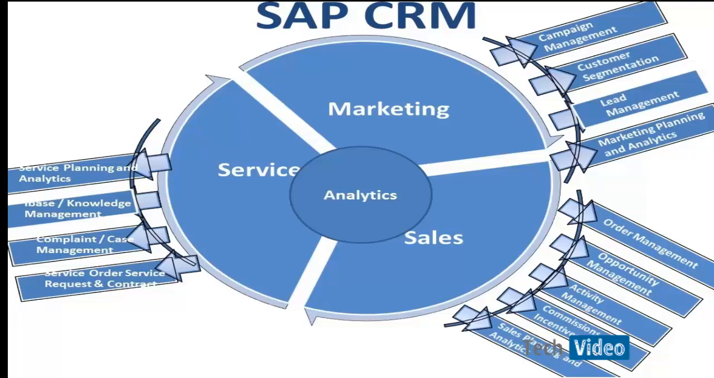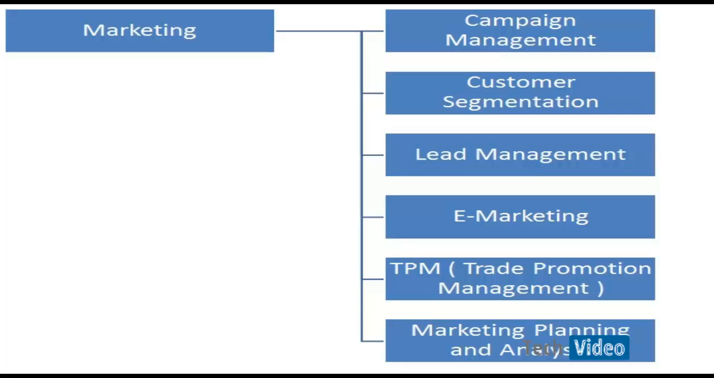So coming to the major modules which we have in SAP CRM, which are marketing, sales and service. We will look at each module and what key features it provides as a part of the product. When we take marketing, it provides the key processes such as campaign management, customer segmentation, lead management, e-marketing, trade promotion management, which is also known as TPM, and marketing planning and analytics. With all these features, it provides comprehensive marketing functionality for automating the planning, execution and measurement of marketing efforts.